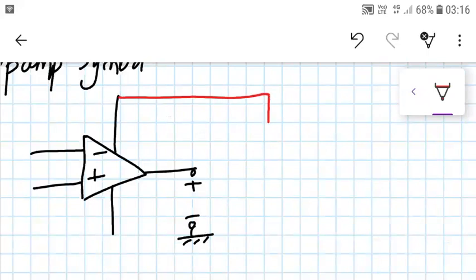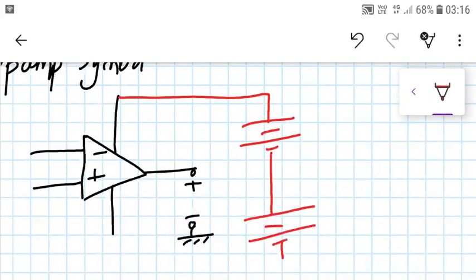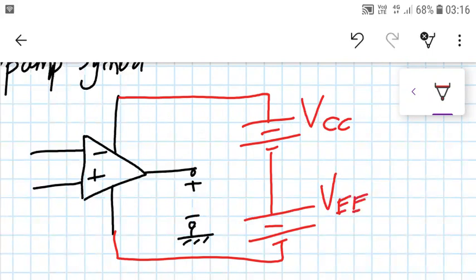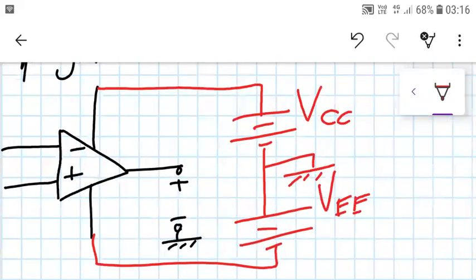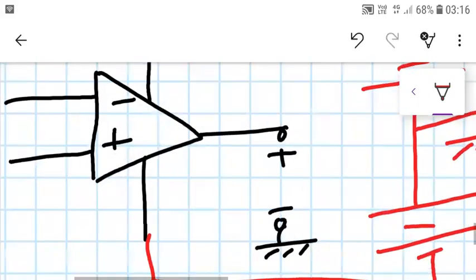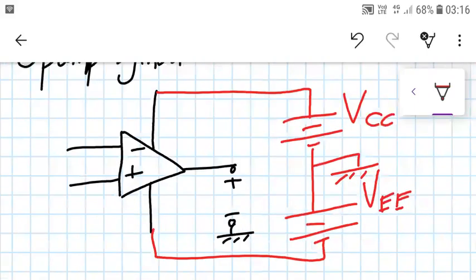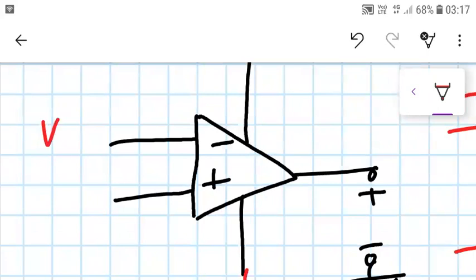So here I have a DC supply. Again, I have a DC supply connected to this. This is normally termed as VCC. This is termed as VEE, and this is common ground. Okay, so these are my two inputs. Also, we can write it as V minus and V plus.